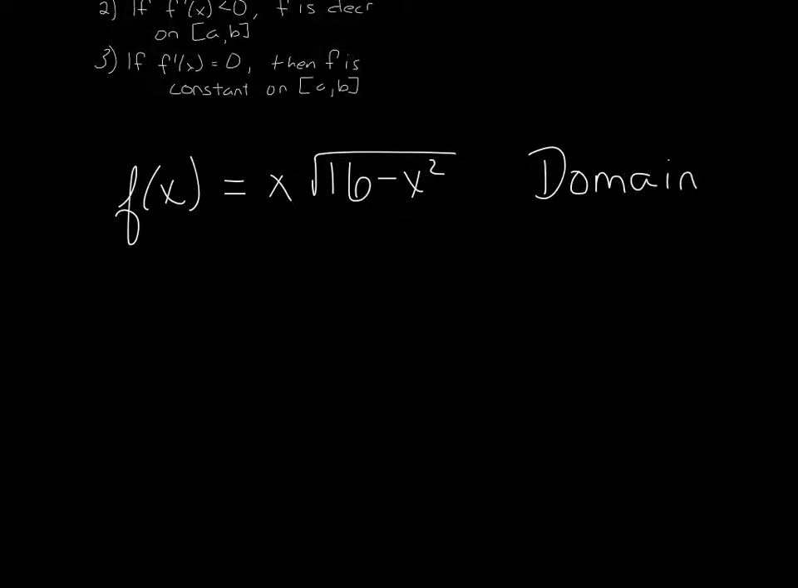Where would we look to see if we have restrictions? Asymptotes? Any denominators where we would see asymptotes? Do I have any denominator? No. Where else do I have to look for the restrictions? Powers? Under the radicals. So what's underneath the radical has to be greater than or equal to 0. So 16 minus x squared has to be greater than or equal to 0. So we did this last year.